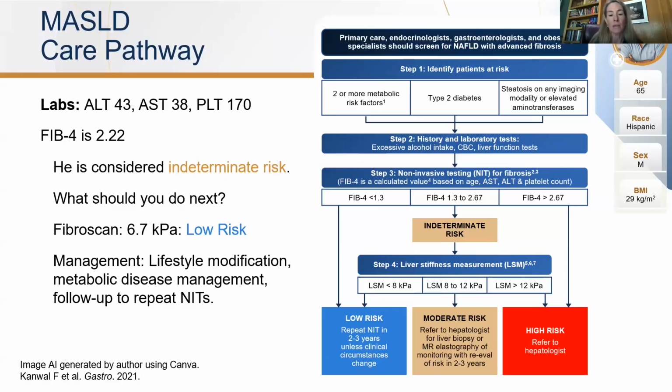If this patient had come back with a FibroScan between 8 and 12, which would put them at moderate risk for advanced fibrosis, then you could consider another test such as a liver biopsy or MRE. Certainly, if their FibroScan came back with greater than 12 kPa, this patient needs to be referred to hepatology because they're in that high risk category for advanced fibrosis.